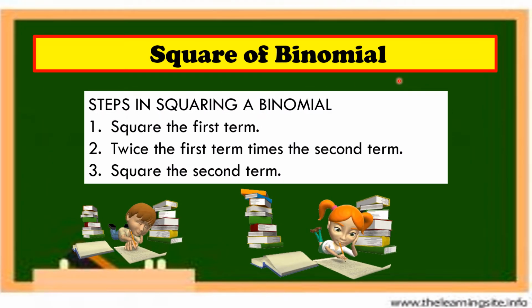Square of a binomial. We have the following steps in squaring a binomial. Number 1, square the first term. Number 2, twice the first term times the second term. Number 3, square the second term.